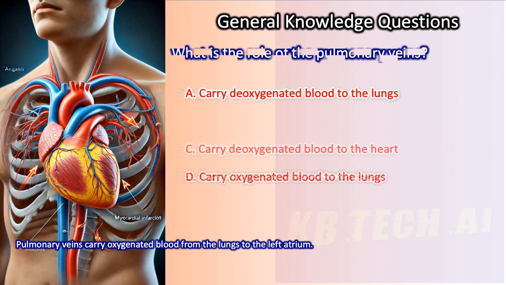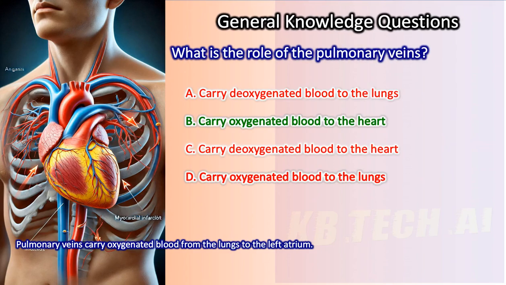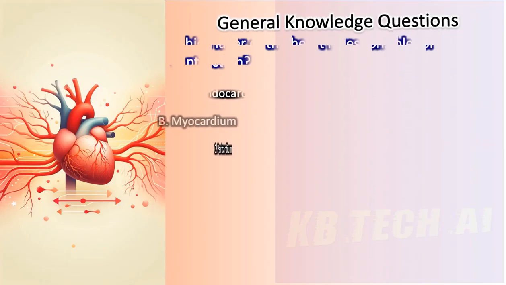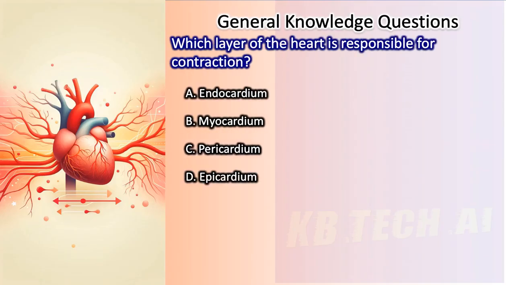The answer is Option 2. Carry oxygenated blood to the heart. Which layer of the heart is responsible for contraction? Option 1. Endocardium. Option 2. Myocardium. Option 3. Pericardium. Option 4. Epicardium.